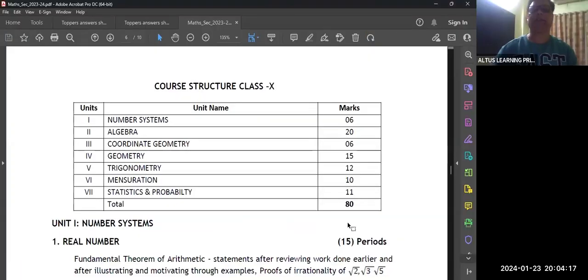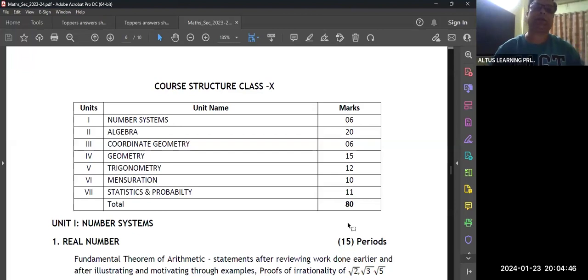Number system is 6 marks. In this, we have only one chapter, real numbers. Algebra contains 20 marks. In this, we have 4 chapters: polynomials, linear equations, quadratic equations, and arithmetic progression. Coordinate geometry, 6 marks. It has only one chapter. And geometry has 2 chapters, circles and triangles.